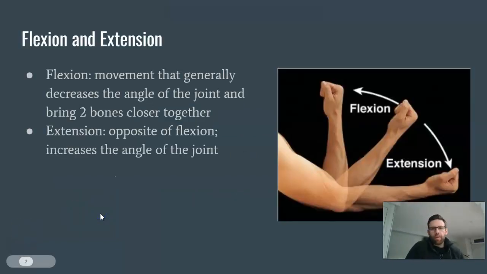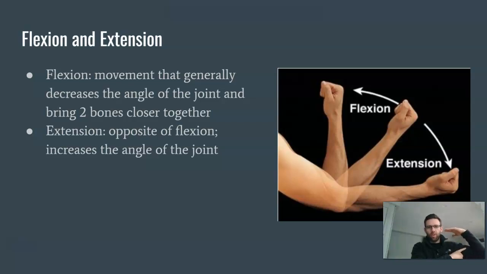All right, so we'll start with these two that maybe you've heard of, maybe not, but there's flexion and extension. So flexion is a movement that generally decreases the angle of the joint and brings two bones closer together. This might be intuitive when you think about somebody flexing their muscle, like their bicep. They're bringing their hand closer to their upper arm. So the angle here is getting smaller. That's what flexion is. The angle is getting smaller when you flex.